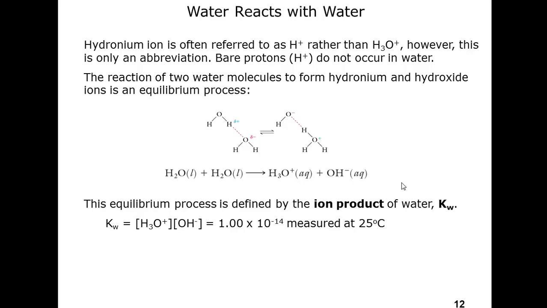We call the equilibrium constant the ion product of water, K sub W. If you remember from Chapter 8, any component that is listed as a liquid is not included in the equilibrium expression. Therefore, the equilibrium constant for water, K sub W, is equal to the hydronium ion concentration multiplied by the hydroxide ion concentration, which is equal to the numeric value 1 times 10 to the minus 14, and that's at 25 degrees Celsius.